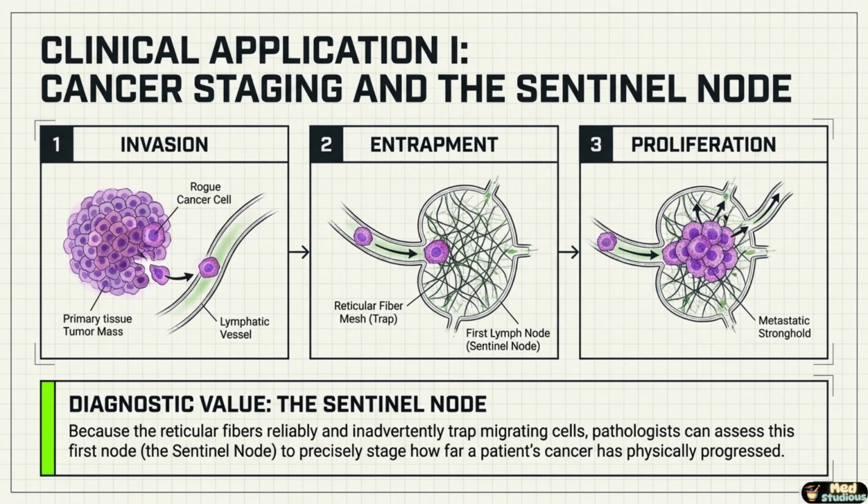Our first clinical application is cancer staging and the sentinel node. Step 1 is invasion. A rogue cancer cell breaks away from a primary tumor mass and enters a lymphatic vessel. It flows through the lymph fluid until Step 2, entrapment. The migrating cancer cell hits the very first lymph node in the chain, known as the sentinel node.